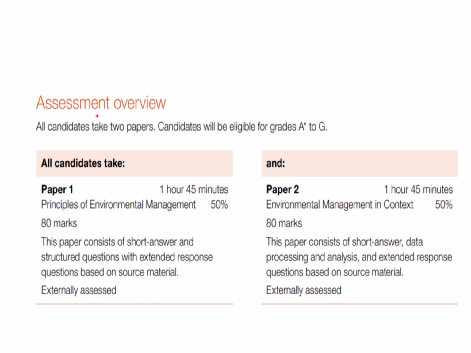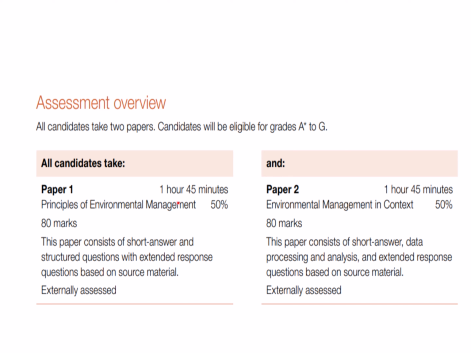Now students, let's carefully understand this assessment overview. According to Cambridge, all candidates take 2 papers and your final grade can range from A star to G. Let's start with paper 1. Paper 1 is called Principles of Environmental Management. This title means that paper 1 focuses on the basic ideas and foundations of how the environment is managed and protected.